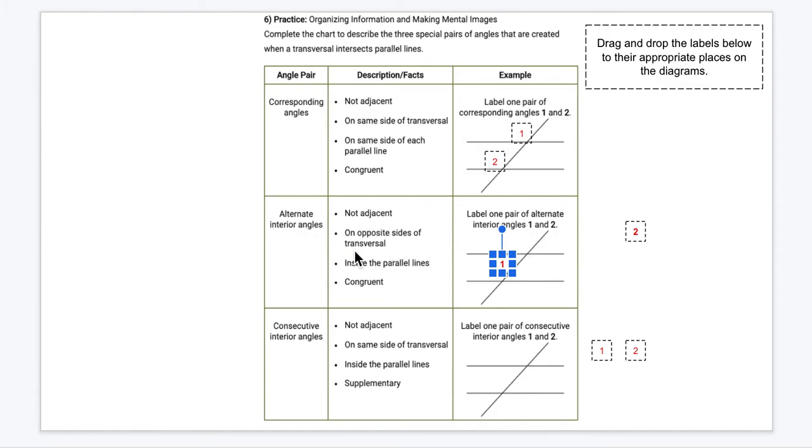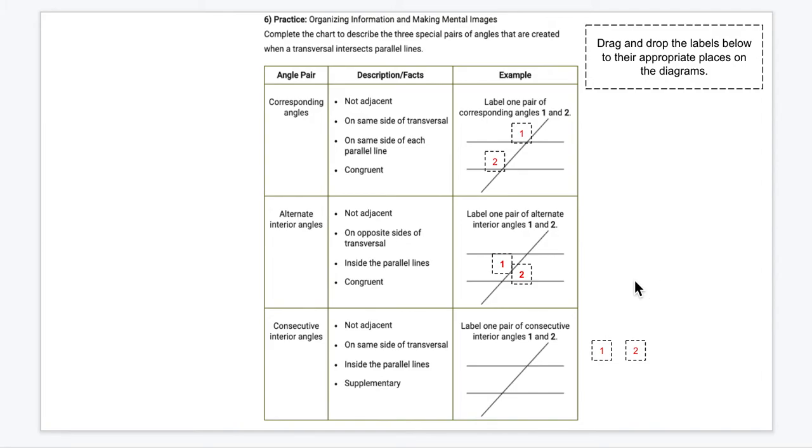And another thing that I want to note is that it's going to be on the opposite side of my transversal. So the only other interior angle that's not adjacent, that's on the opposite side of the transversal, is going to be right over here, and that's where I'm going to place angle 2. So this angle here and this angle here are my alternate interior angles. Because we have parallel lines, they're going to be congruent. If we do not have parallel lines, none of these angle relationships are going to be congruent.